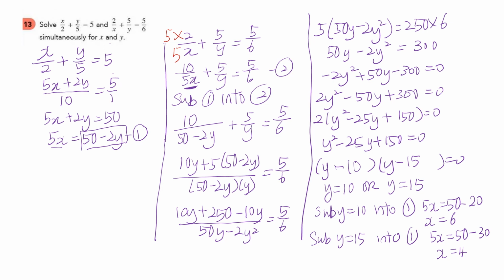Right. So therefore the solutions are: first answer it's 6, 10. Second answer is 4, 15. Alright, so this is another way of solving these questions, right?